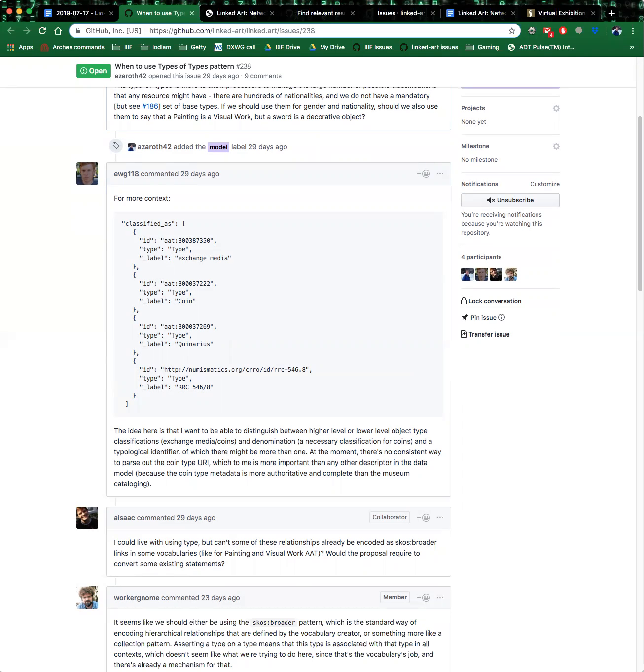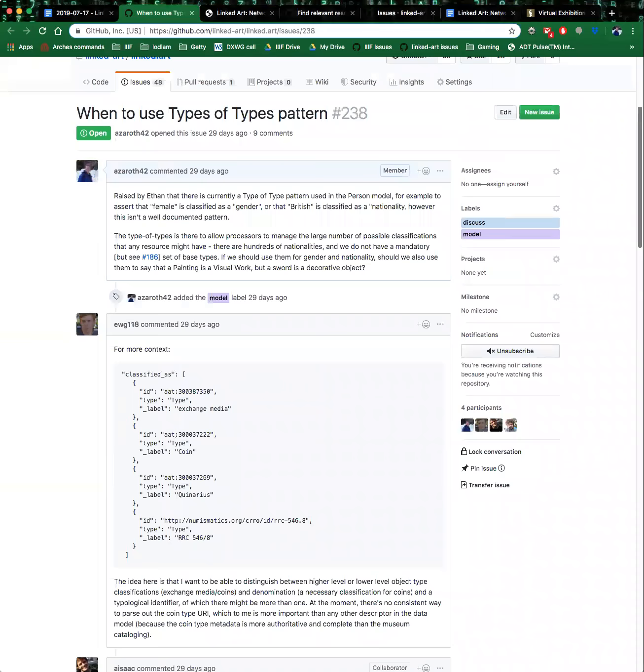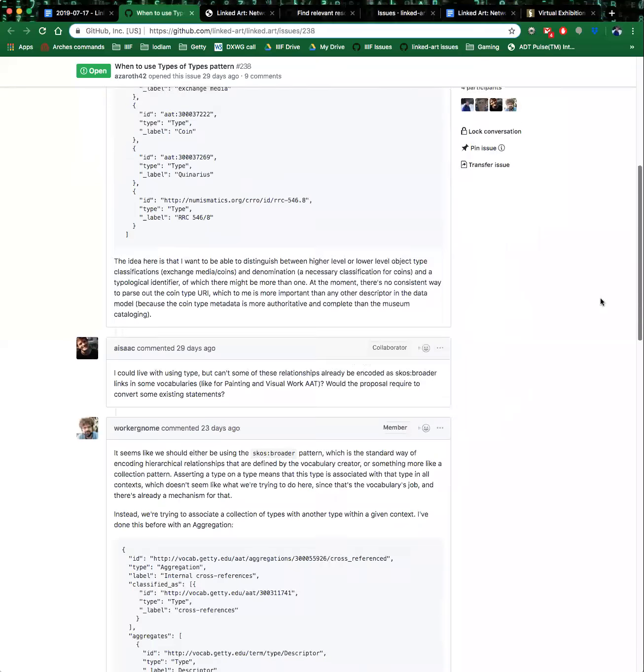But when else should we be using the pattern? Is it simply a case by case as we run into them, or can we come to some sort of meta pattern or rule as to when we should use it and when we shouldn't? So that is, I think, the summary of the issue.